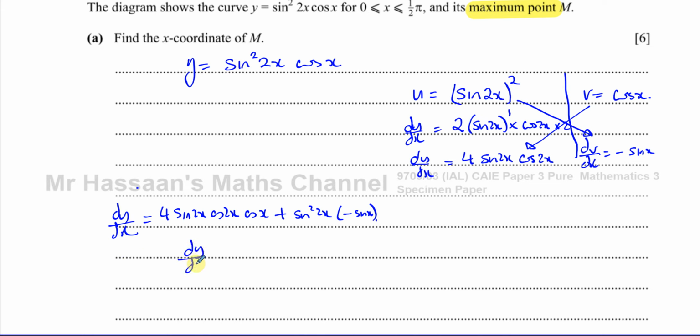So dy/dx therefore is going to be, now for this, I'll leave it like this for now, 4 times the sine of 2x times the cosine of 2x times the cosine of x, minus sine squared of 2x times sine x. Okay, so that's the differential of this expression here.